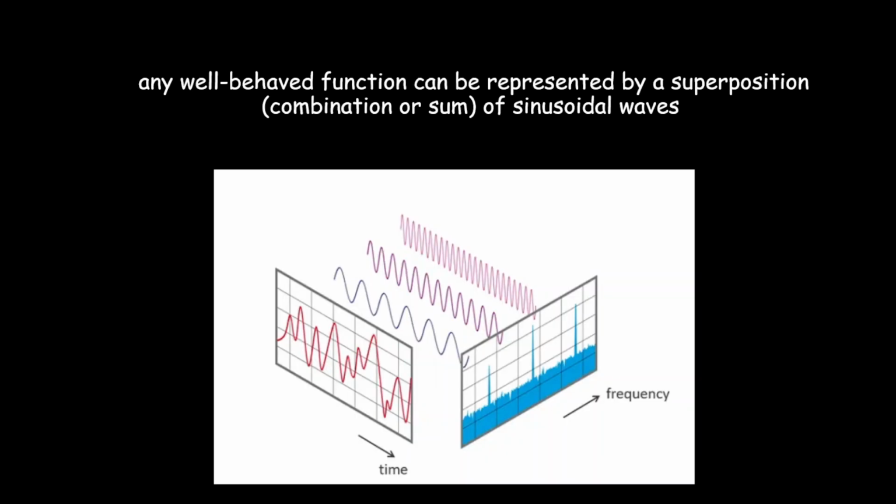When you represent in frequency domain, each image channel is represented in terms of sinusoidal waves. Now, any well-behaved function can be represented by a superposition or a combination or sum of sinusoidal waves. This is what Fourier said. This was the idea he brought up. And let us discuss what a sine wave is and understand the properties of a sine wave in this lecture.